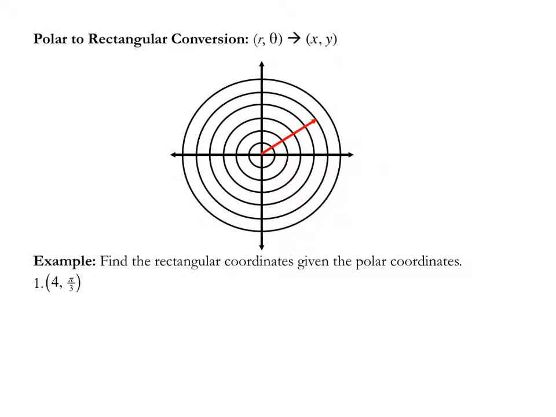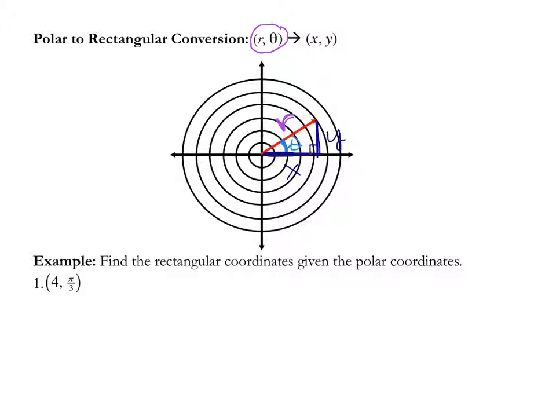The next couple pages here just talk about converting back and forth. So the first example is converting from polar coordinates to rectangular coordinates. If they give us polar coordinates, r is this distance here, and theta is our angle here. What they want us to change it to is rectangular coordinates. So we need to find x and we need to find y.